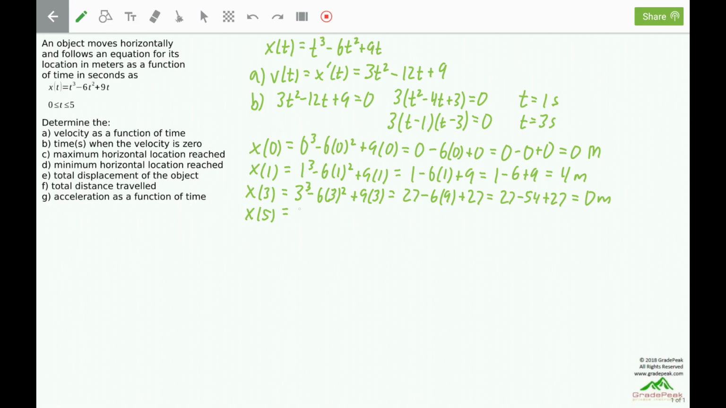And then x of 5, which will be 5 cubed minus 6 times 5 squared plus 9 times 5. 5 cubed is 125, minus 6 times 5 squared, which is 25, plus 9 times 5, which is 45. 125 minus 6 times 25 is minus 150, plus 45. 125 minus 150 is negative 25, plus 45 is a positive 20.